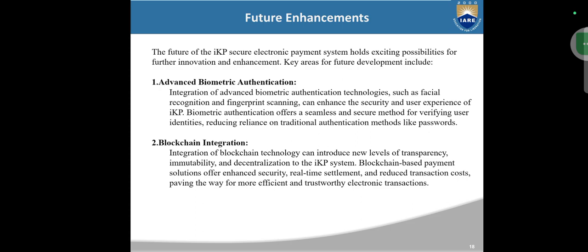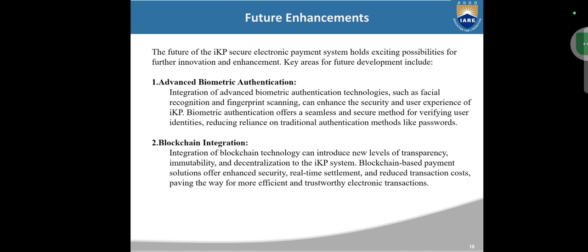Future enhancements. The future of the iKP secure electronic payment system holds exciting possibilities for further innovation and enhancement. Key areas for future development include advanced biometric authentication. Integration of advanced biometric authentication technologies such as facial recognition and fingerprint scanning can enhance the security and user experience of iKP. Blockchain integration.